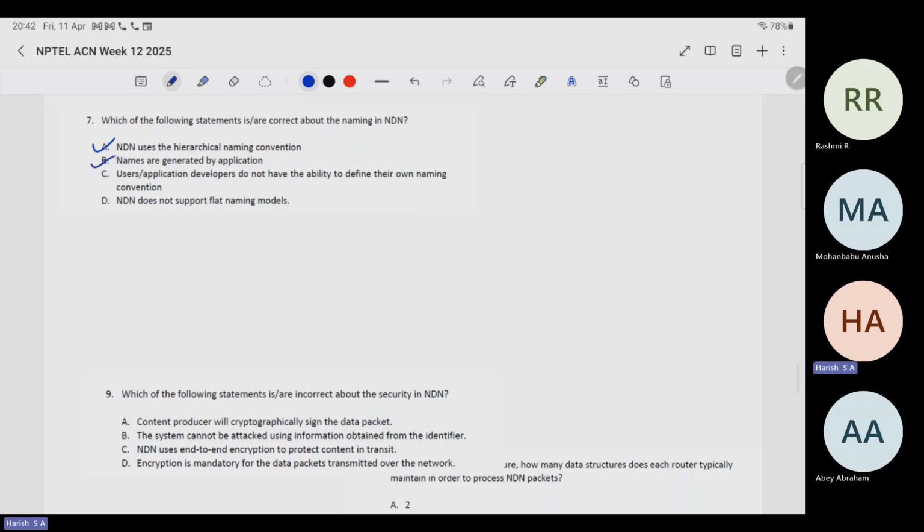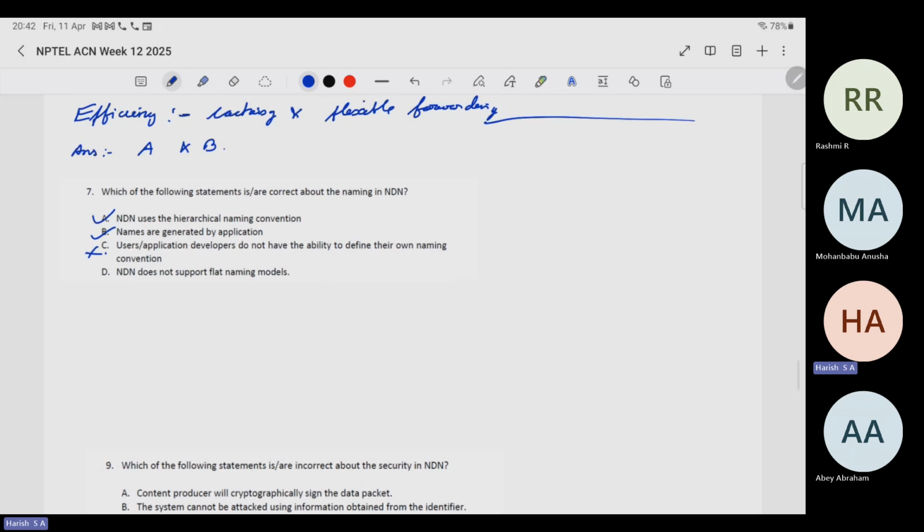Names are generated by application. Right? So applications, yeah, this is also true in NDN. Applications generally have the flexibility to generate names based on their own requirements and the data structures supported by the application. So A and B both are correct. Now C says that users and application developers do not have the ability to define their own naming convention. So it is not the case. You can have your own naming convention, right?